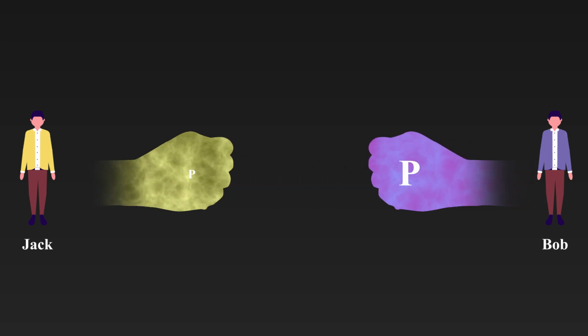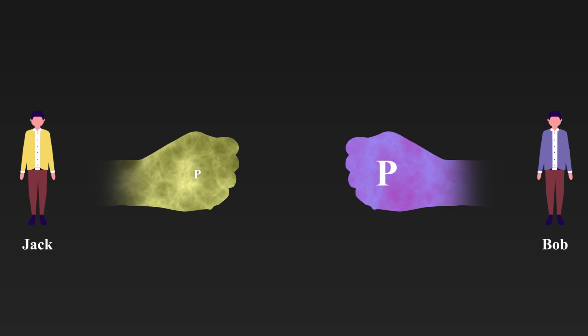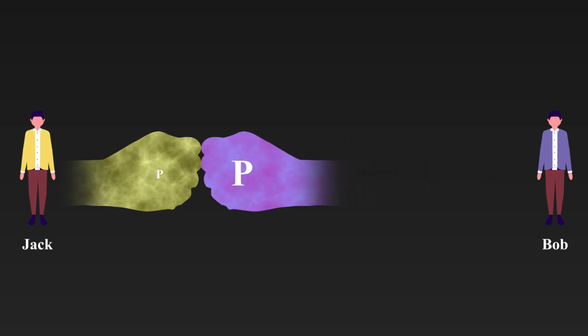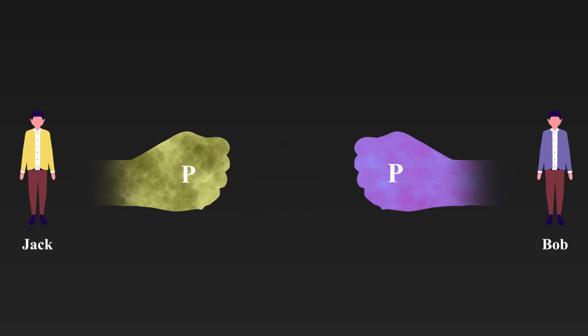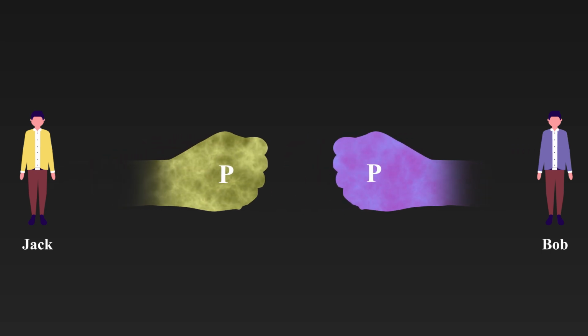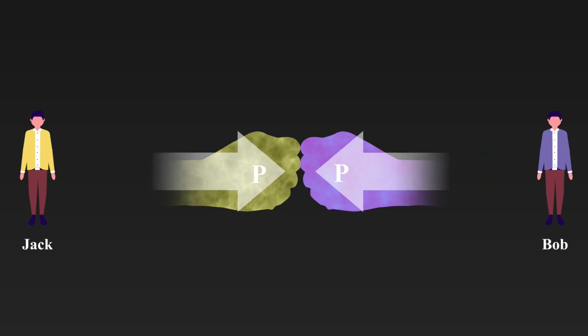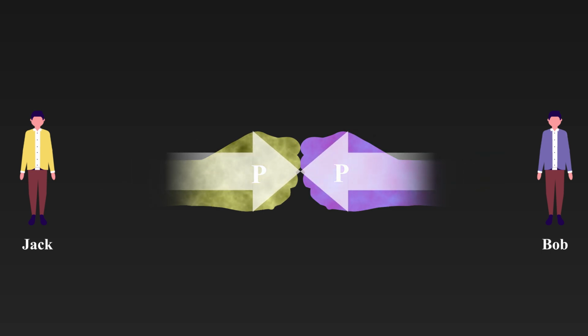However, Bob has the opposite perspective. He believes his punch has more momentum than Jack's and expects his fist to push Jack's back. When their fists collide, whose expectations will be met? It turns out neither of them can push the other's fist back. It results in a standoff, with the fists meeting with equal but opposite momentum.